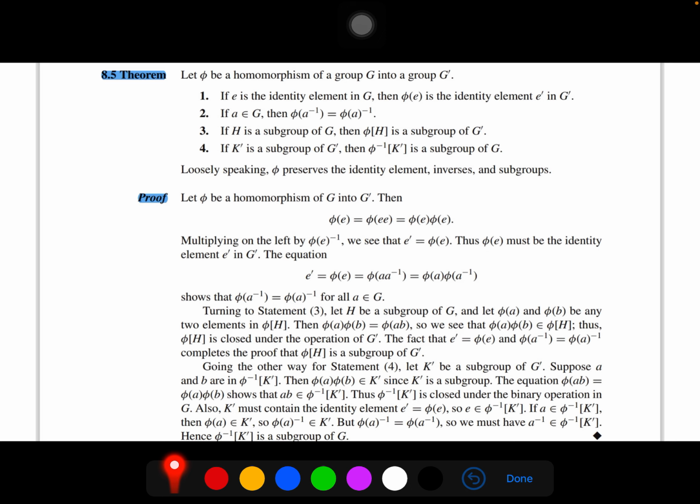The proof is here. So as usual, it takes the hypothesis first. The hypothesis says that H is a subgroup of G, so you need to use all the properties of subgroup that you know. All right, and then it takes phi of A and phi of B to be any two elements in the image of phi of H. Okay, because it wants to show that this one is a subgroup of G prime, and it says then phi A phi B equals phi of AB, so that we see that phi A phi B is in the image.